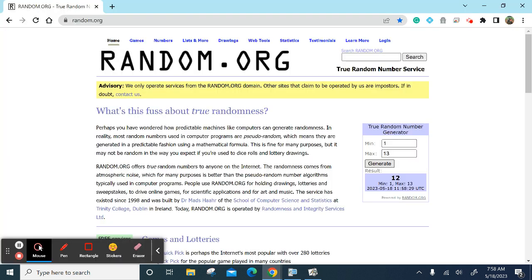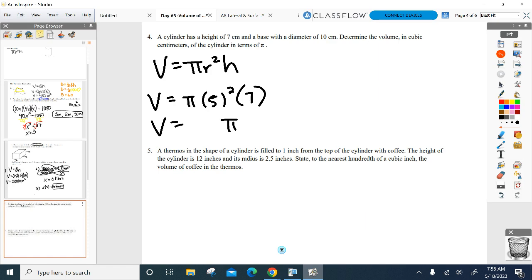All right, let's do something with, oh, not yet. 12 again, what do you got in terms of pi? 175. Yep, 175 pi. If you guys are doing units, make sure it's cubed. Make sure we're cubing them. All right, again, that's the only problem we're going to do like that. Let's do something and whip the cylinder down.